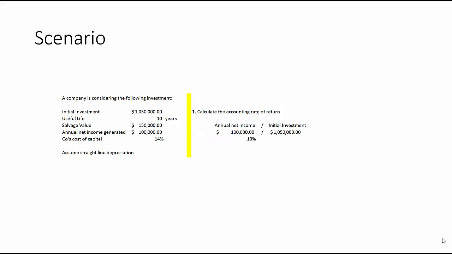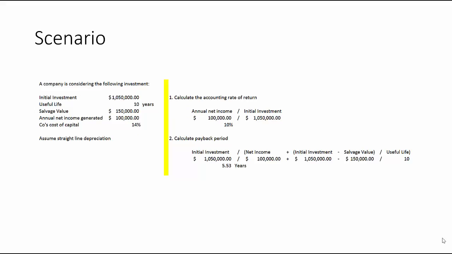The first thing that we will do is calculate the accounting rate of return. And to do that, you take the annual net income, which is given, and then divide that by the initial investment, which is given. So the $100,000 divided by $1,050,000 is a 10% accounting rate of return.